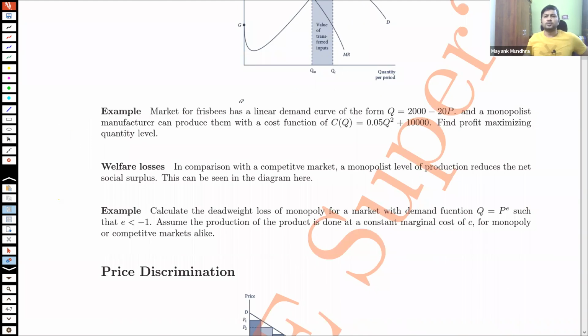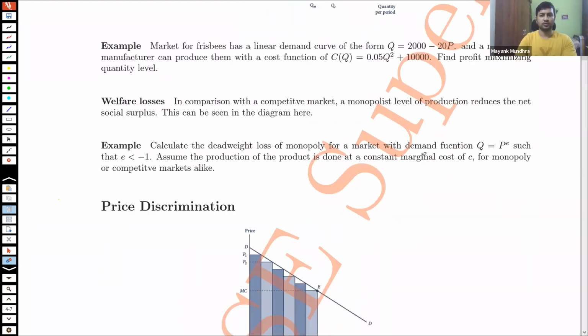Okay, so let's do this problem. Suppose a monopolist has this demand function and this is the cost function. Find the profit maximizing quantity level. All right, fine. Let's look at this question. Q equals 2000 minus 20p.